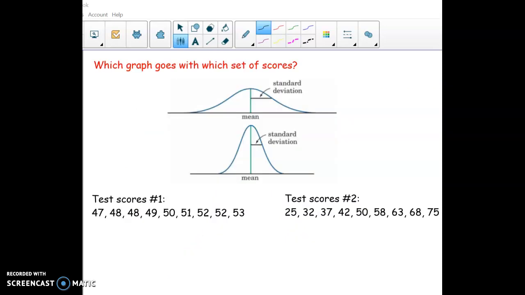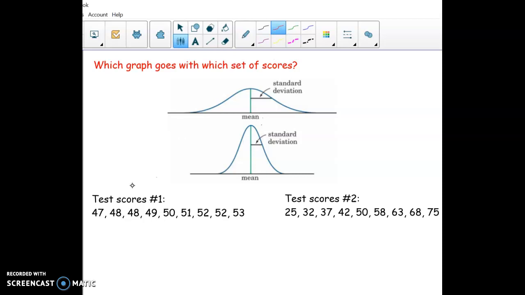Okay, one final question here to make sense of like a standard deviation and normal distributions. So you can see there's two normal distributions here, right? The mean in the middle and the standard deviation. So my question is, which set of data, assuming that that data generated those normal curves, which set goes with which normal curve? Pause the video and give it a shot.